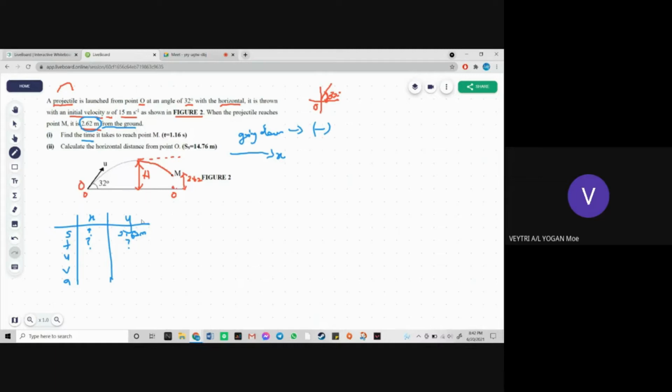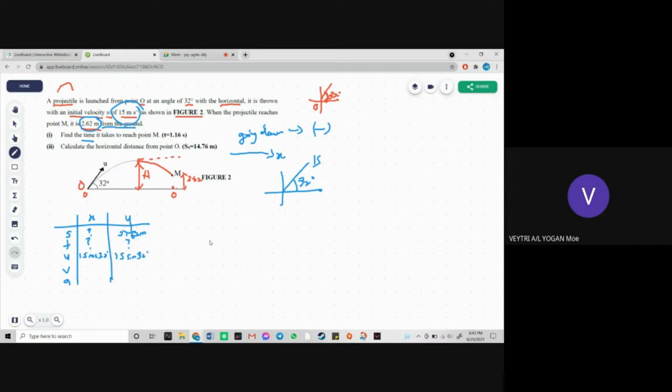What is the initial velocity? Okay, ini I think you guys are very familiar. Kita dah bincang tadi. Sini adalah 32 darjah. Sini dia bagi dah kan 15 dekat sini. There you go. So, X component, Y component boleh tak cari? I think it's quite obvious that you guys can find kan. X component apa? 15 cos 32. Y component apa? 15 sin 32.